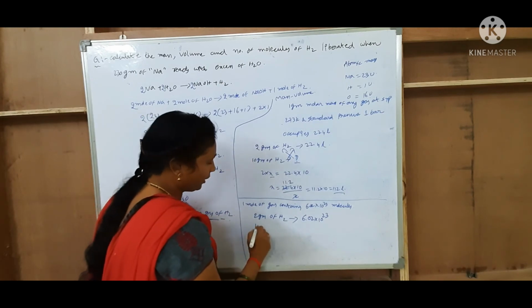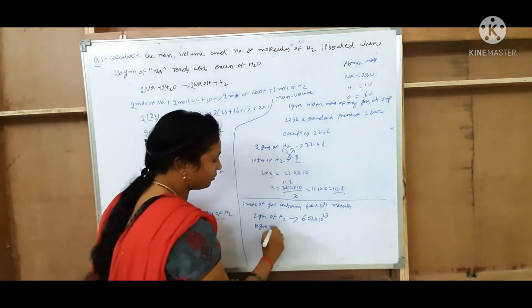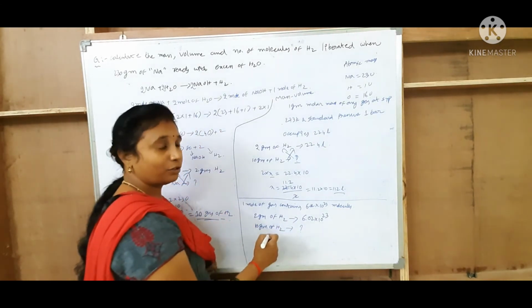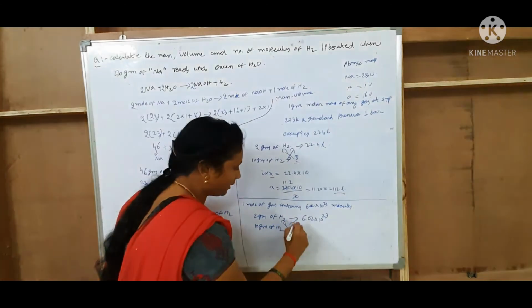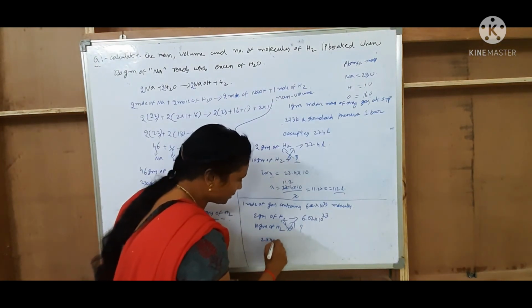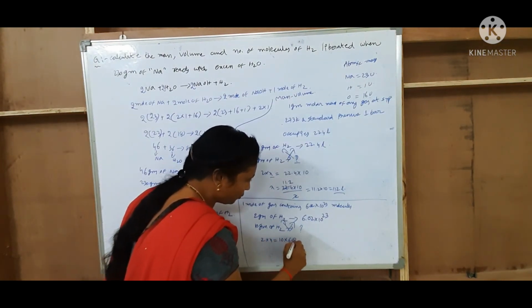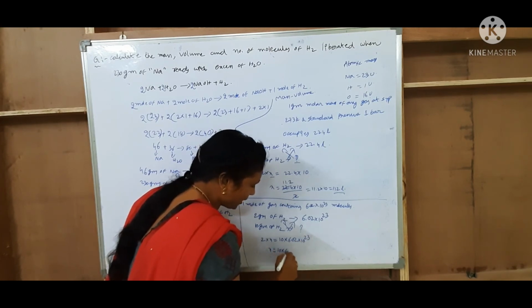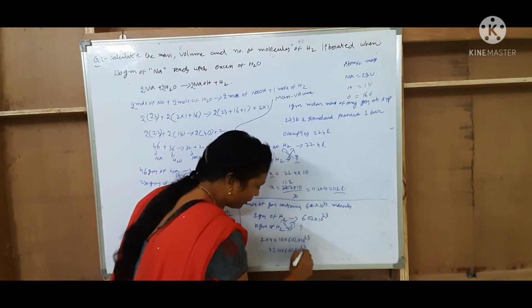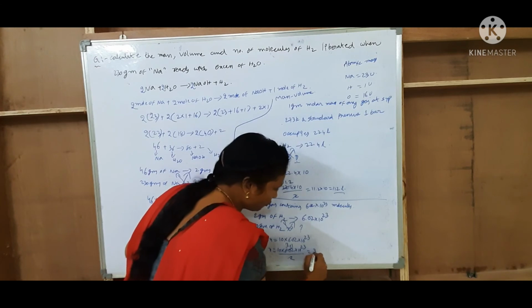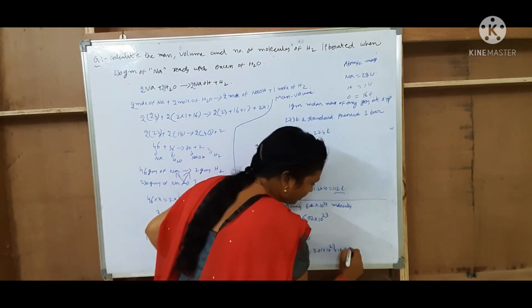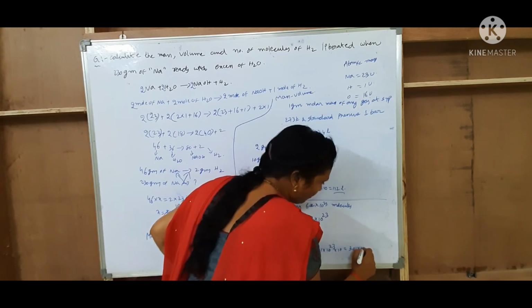Here how many grams of hydrogen? You have to calculate for 10 grams of hydrogen. How many molecules are there? Here the cross multiplication: 2 into x is equal to 10 into 6.02 into 10 to the power of 23. x is equal to 10 into 6.02 into 10 to the power of 23 by 2. 2 ones are 2, 3.01 into 10 to the power of 23 into 10, that is equal to 3.01 into 10 to the power of 24.